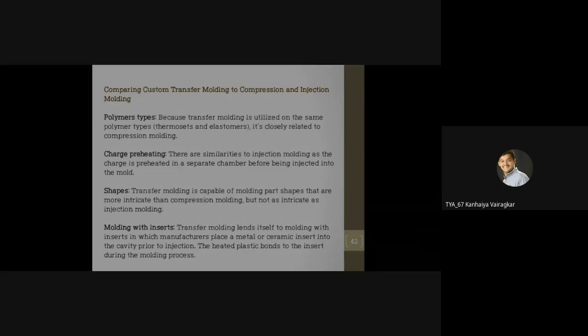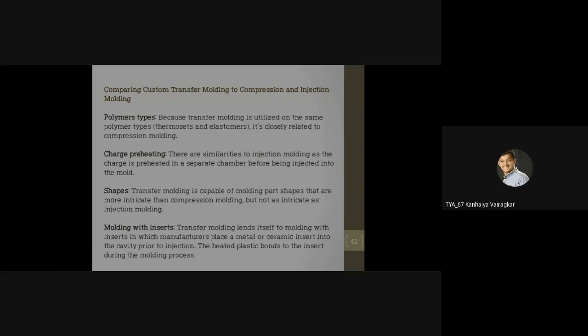Now there are some comparative parameters between transfer, compression, and injection molding. If you check the raw material or the polymer, it is almost the same as what you use for compression molding or even injection molding. A similar type of thermoset or elastomer can be used for transfer molding, so there is no major difference. Charge preheating is a major difference. What is happening in compression molding?